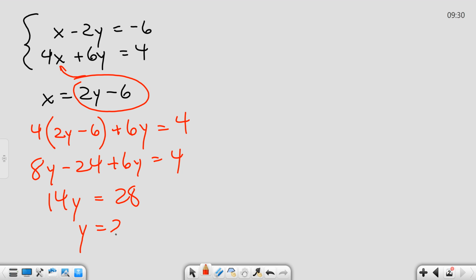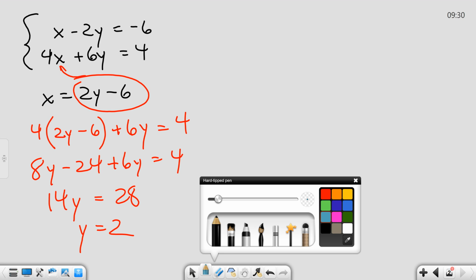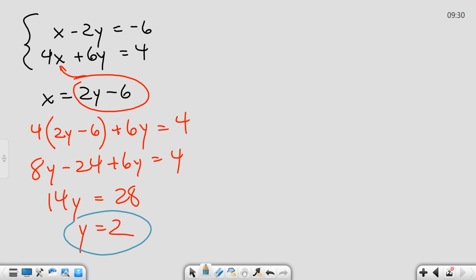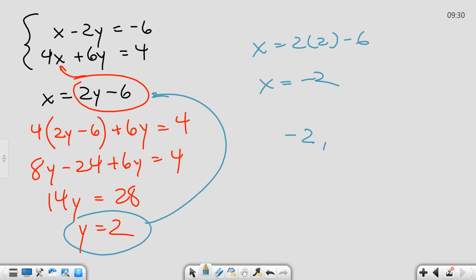Oh, that's a nicer answer. 2. Take 2, put it in there. X is equal to 2 times 2 minus 6. X is equal to negative 2. Since we're solving for the point of intersection between two lines, your answer should be in the form of a point. Negative 2, comma 2.